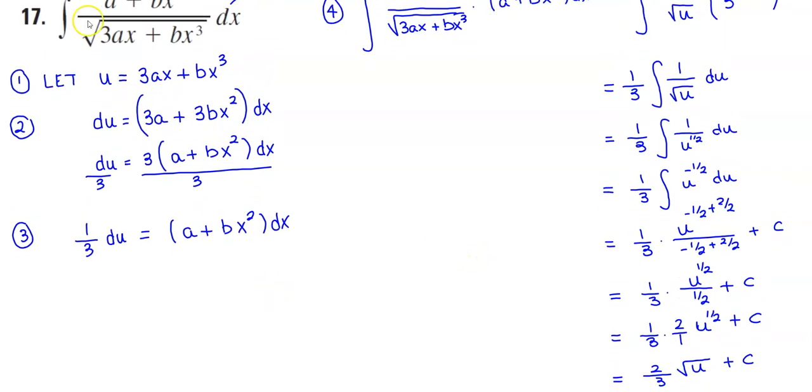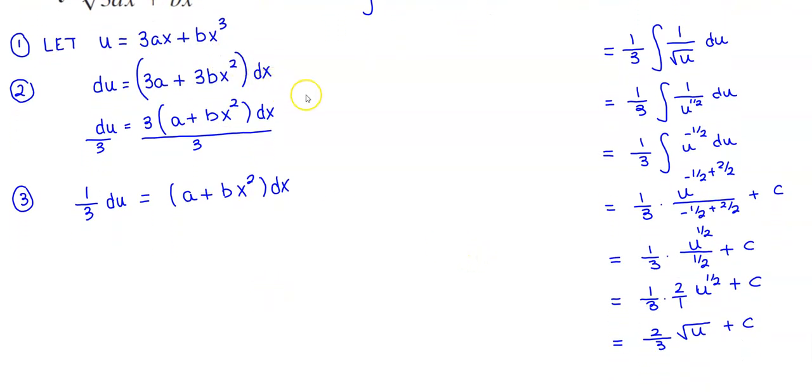And now the last thing that we want to do is bring back the substitution of u, which is 3ax plus bx cubed. So then our result is going to be the following: 2/3 times the square root of (3ax plus bx cubed) plus c, and then there is our result.